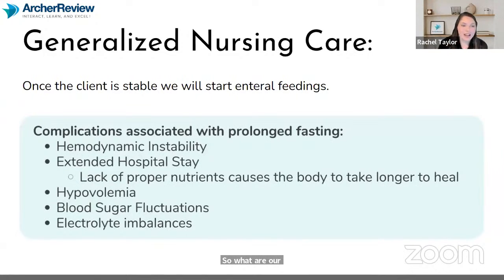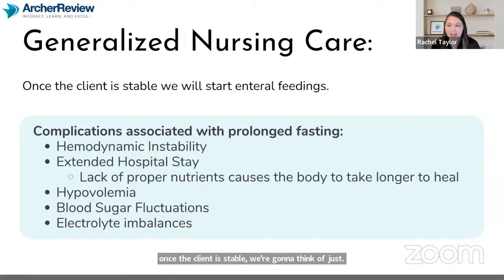Well, once the client is stable, we're going to think of just general care, right? So I want you in the Q&As, in the chats, to let me know what care you would want to provide to your client once they're stable. We might start some enteral feedings. What else might we do? And that's if they couldn't take anything by mouth. But I want us to think big picture.